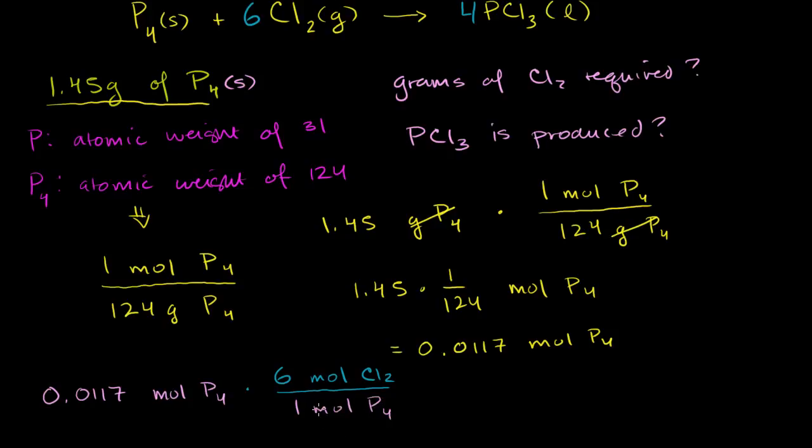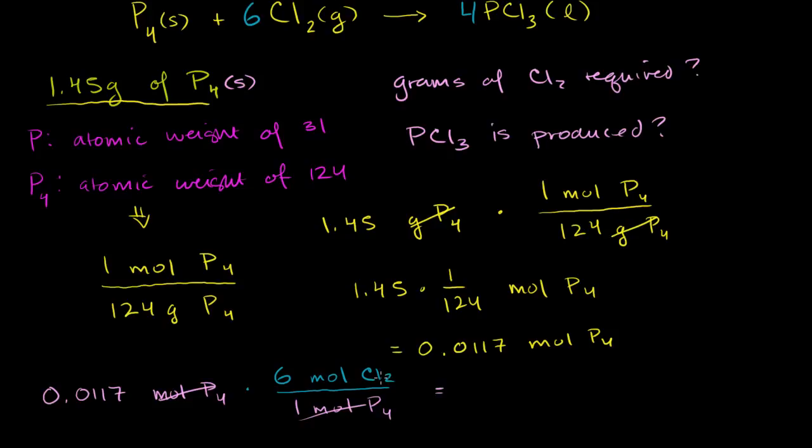And the reason I wrote it this way, instead of writing 1 mole of molecular phosphorus for every 6 moles of chlorine gas, is because I want to make sure that the units cancel out. And it also should make sense intuitively. If I have 1 of this, I'm going to need 6 of this. If I have 0.0117 of this, I'm going to need 6 times that of the chlorine gas. And the units work out. This cancels out with that. And I'm essentially just multiplying by 6.